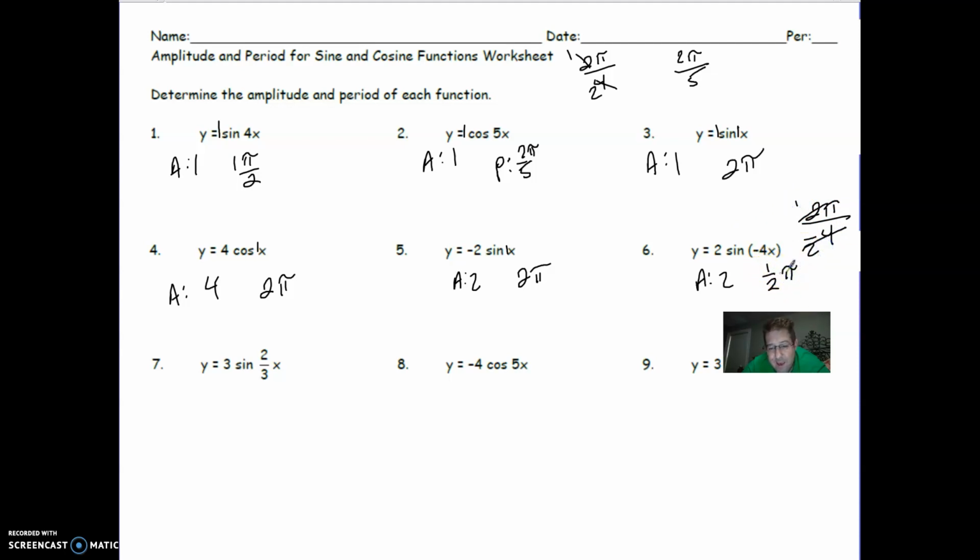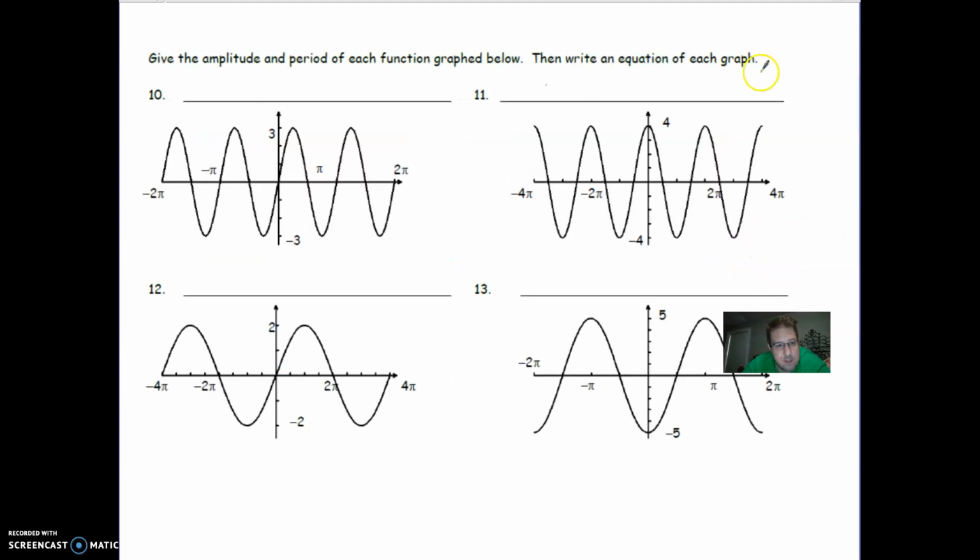The only thing the negative means is that it's starting at the minimum instead of the maximum. I'm sorry, it's going to go down since it's a sine. It's going to go down instead of going up. It basically determines the rotation that it's circling. It's going around the unit circle.